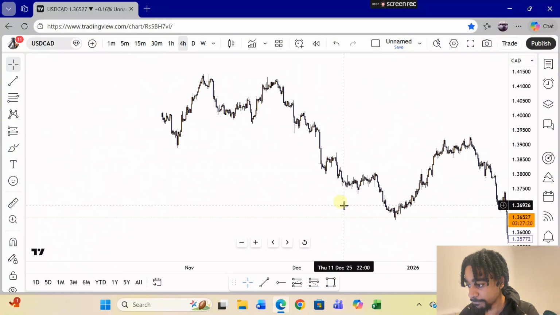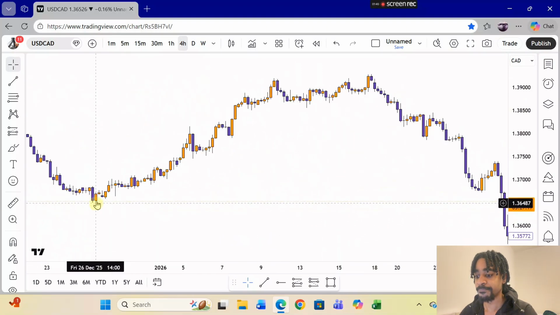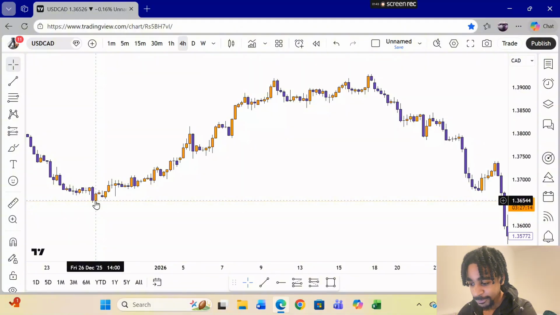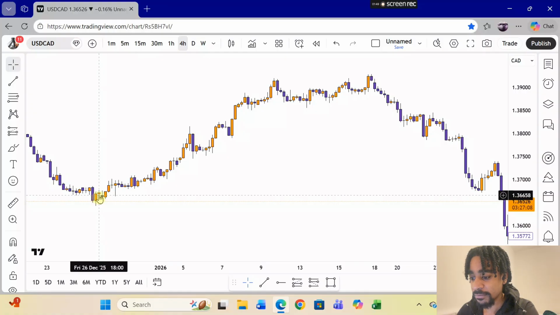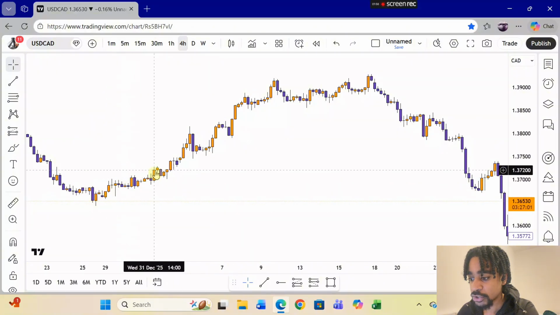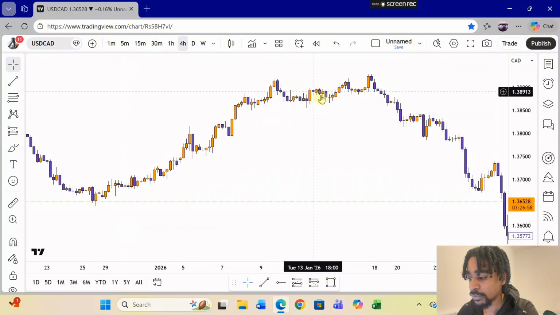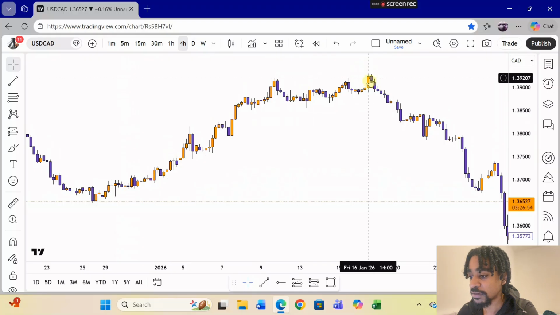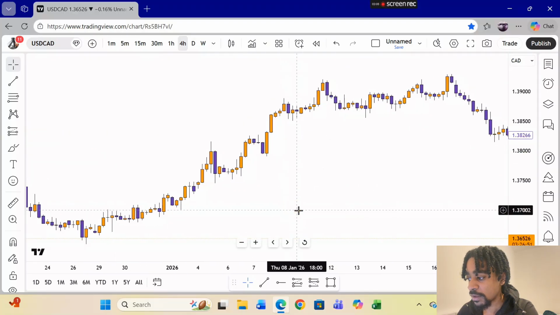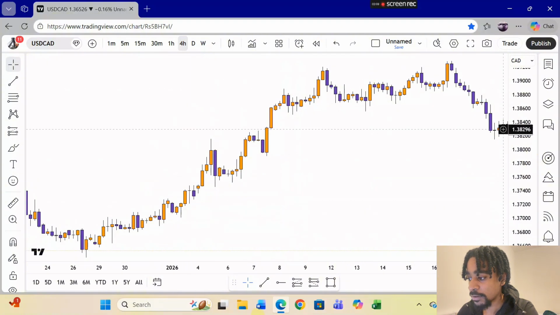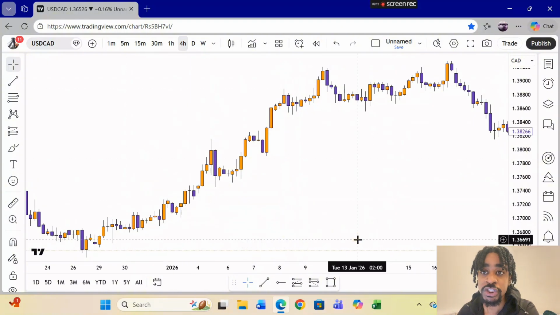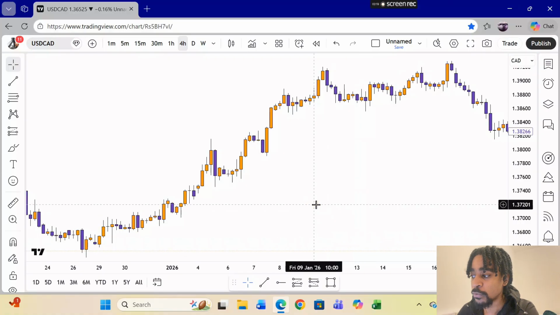So if we go to this point in time, Friday the 26th of December, we can see that we have a bearish candle, and then we have a bullish candle, and then we are pretty bullish from that point onwards up until the midpoint of January 16th. Now, if I focus in on this specific area, we have a bullish trend. This means the buyers are stronger than the sellers. That's why price is moving up, and that's why you can see more bullish candles than bearish candles.